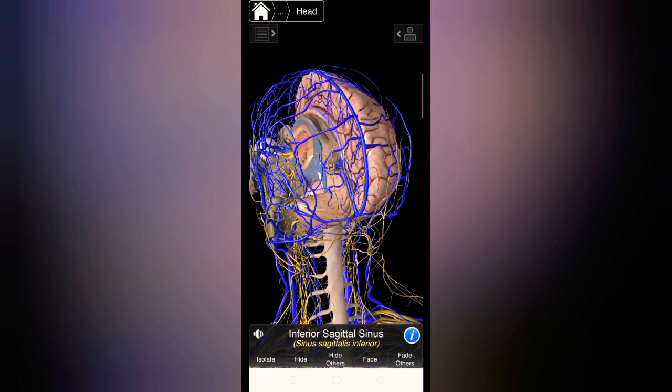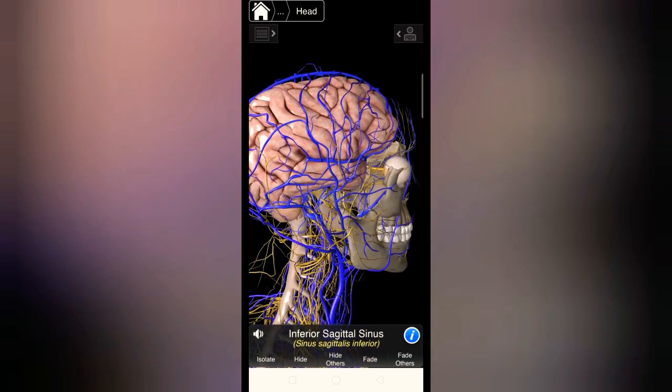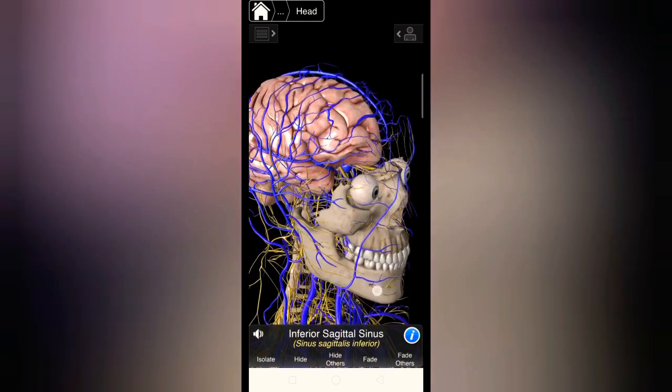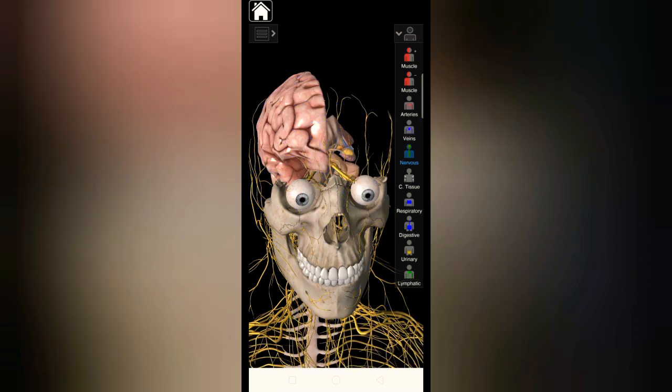Similarly, we also have a thin film of gray matter known as the indusium griseum. It is nothing but a thin film of gray matter surrounding the medial longitudinal fissure. So these are the contents of the medial longitudinal fissure. So let's continue with the cerebrum.